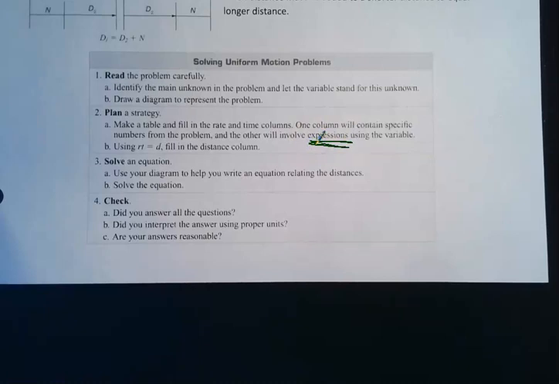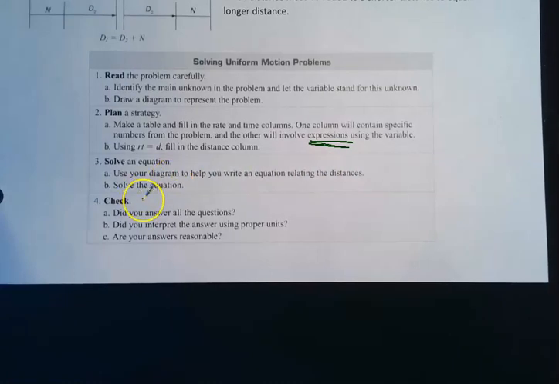We're trying to get that expression for distance. Rate times time equals distance. So we're going to use R times T equals D. We're going to fill in the distance column. Solve an equation. We're using this to convert to an equation. Use your diagram to help you write an equation relating the distances and then solve it.